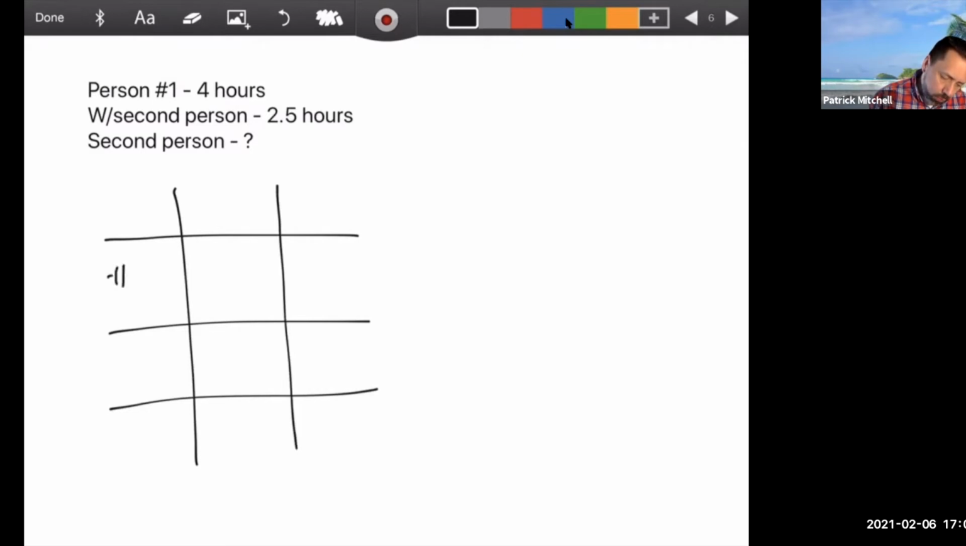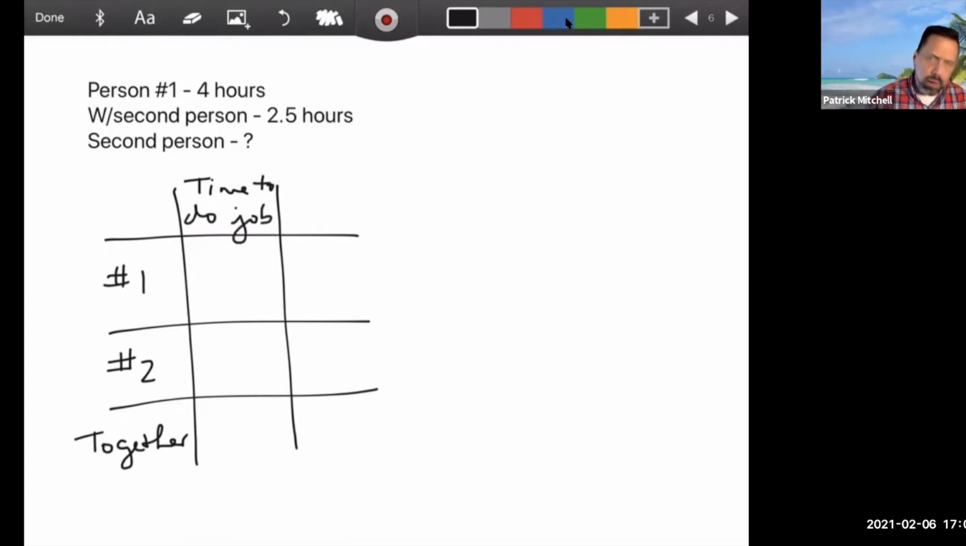So we have person number 1, person number 2, and together. They tell us that person number 1, and the job was proofreading, in case you forgot, takes them 4 hours, which means the part done in 1 hour. Sorry, my handwriting is so bad on the tablet. Is 1/4.